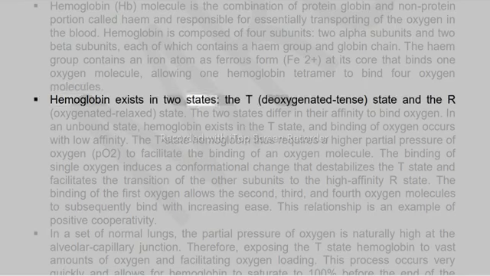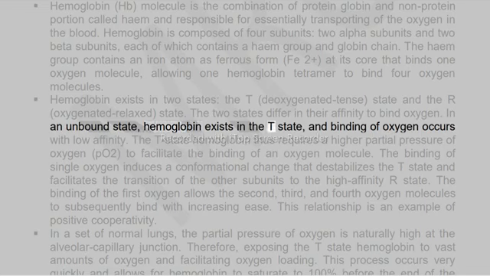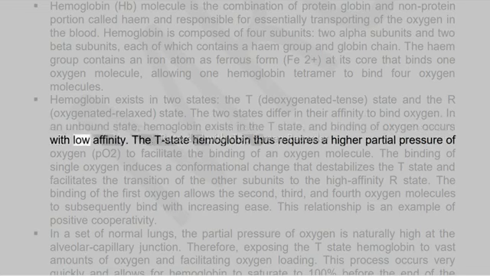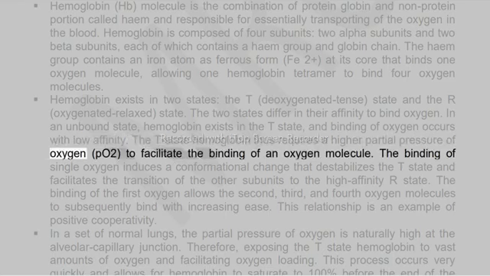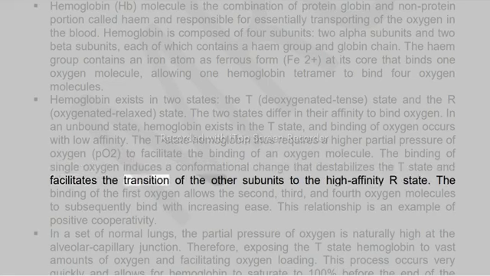Hemoglobin exists in 2 states, the T, deoxygenated tense, state and the R, oxygenated relaxed, state. The 2 states differ in their affinity to bind oxygen. In an unbound state, hemoglobin exists in the T state, and binding of oxygen occurs with low affinity. The T state hemoglobin thus requires a higher partial pressure of oxygen, PO2, to facilitate the binding of an oxygen molecule. The binding of a single oxygen induces a conformational change that destabilizes the T state and facilitates the transition of the other subunits to the high affinity R state.